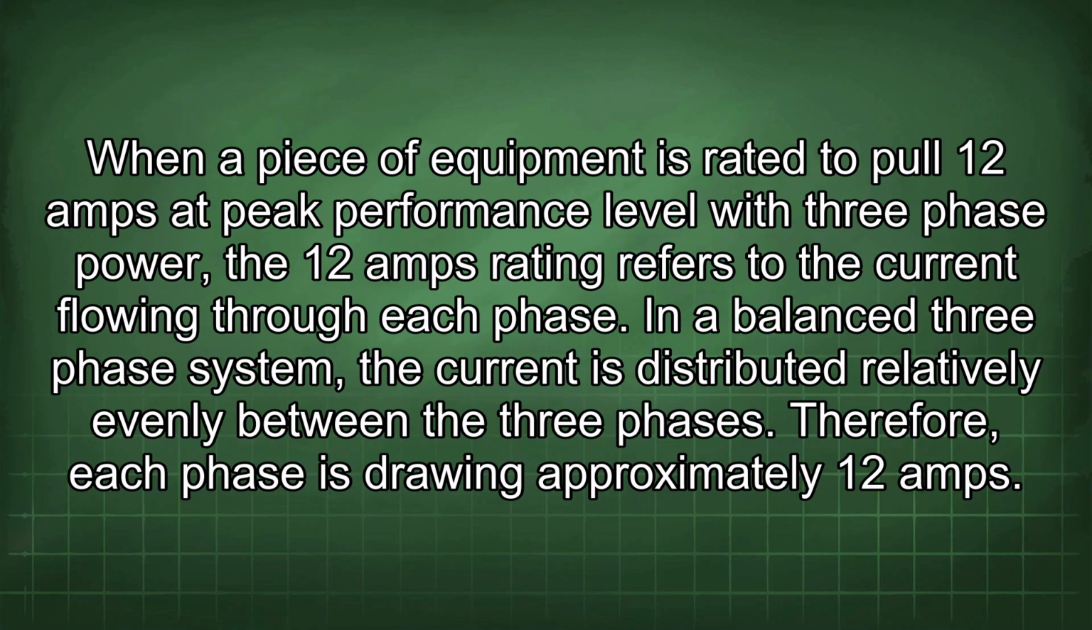When a piece of equipment is rated to pull 12 amps at peak performance level with 3-phase power, the 12 amps rating refers to the current flowing through each phase. In a balanced 3-phase system, the current is distributed relatively evenly between the 3 phases. Therefore, each phase is drawing approximately 12 amps.